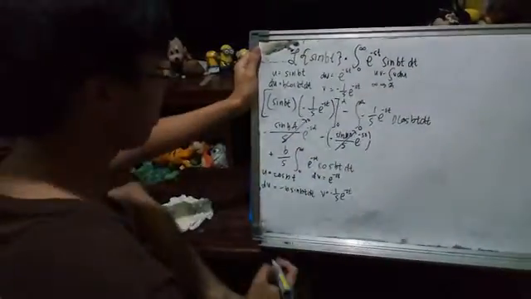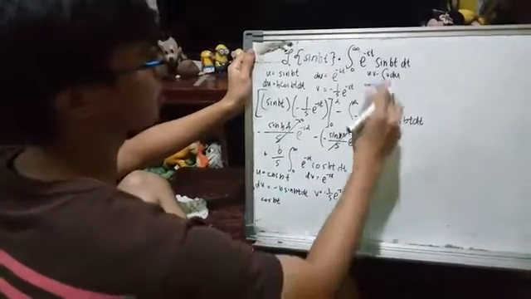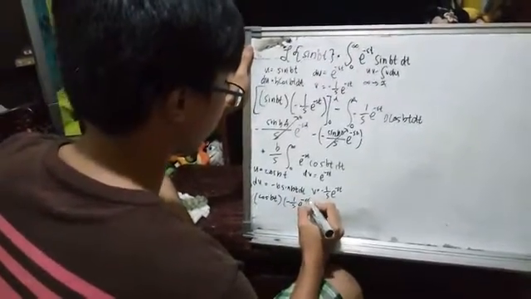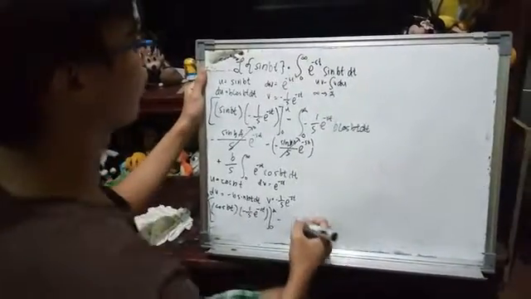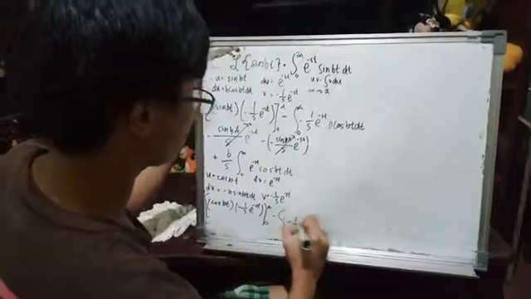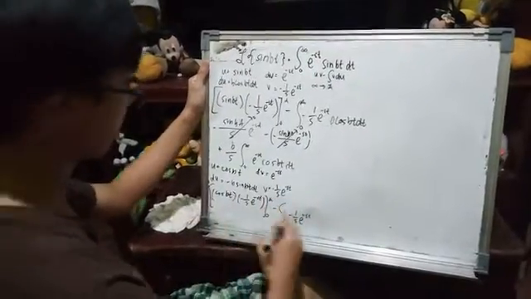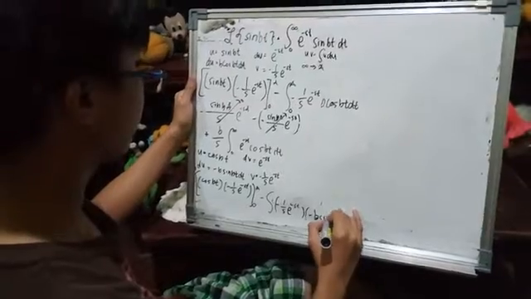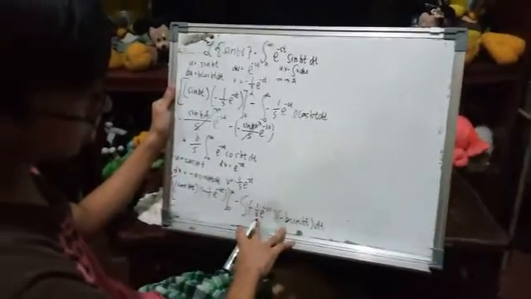So our formula, we will just use it. Our u is cosine bt times v, which is negative 1 over s times e raised to negative st with limits 0 to a, minus the integration of our v, which is negative 1 over s times e raised to negative st, times our du, which is negative b sine bt dt. We can also extract our constant here.